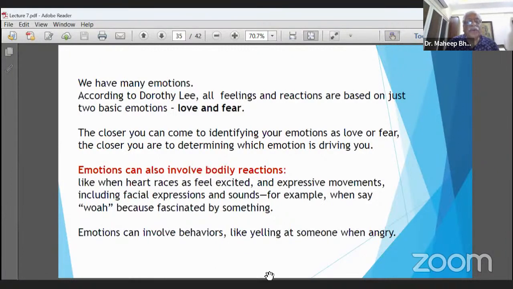Emotion can also involve bodily reactions, like when the heart races as you feel excited, and expressive movements, including facial expressions and sounds. For example, when you say wow because you are fascinated with something. Emotions can involve various behaviors, like yelling at someone when you become angry.